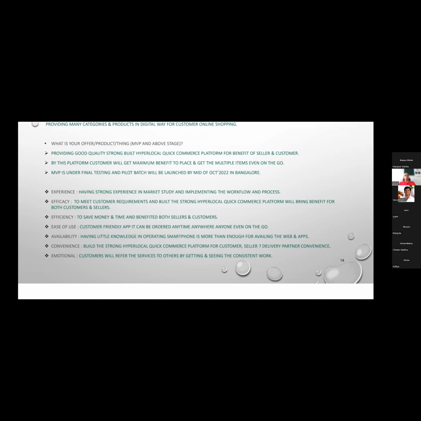The experience we have is strong experience in market study and implementing workflow and process. The efficacy is to meet customer requirements, and building a strong hyperlocal quick commerce platform will bring benefit for both customers and sellers. Efficiency is to save money and time for both sellers and customers. The use is a customer friendly app. It can be ordered anytime, anywhere, by anyone, even on the go. For availability, a little knowledge of operating a smartphone is more than enough for using the web and app.